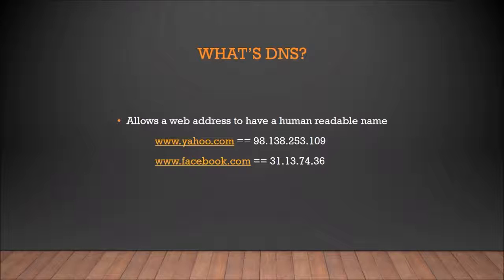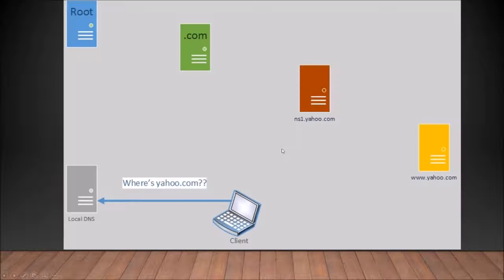Now this is important because if we didn't have an easily rememberable name, we'd have to write down numbers and memorize numbers. So say if we wanted to go to yahoo.com, we'd have to type in 98.138.253.109 every time we wanted to visit it. But with DNS, we can simply type in yahoo.com, and the service takes care of the in-between, getting that IP address for us. So we'll first talk about how DNS works to get an IP address.